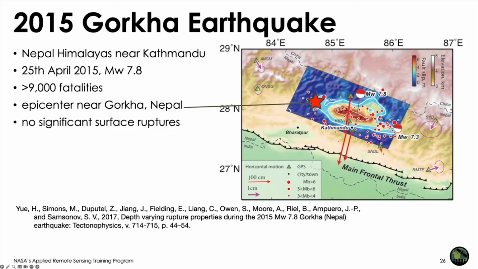The star shows where the earthquake started. That's the epicenter of the earthquake. But the earthquake then ruptured to the east and ended about 120 kilometers away, well to the east. And then there was a large aftershock of the 7.8, a magnitude 7.3 that I'll also discuss briefly.